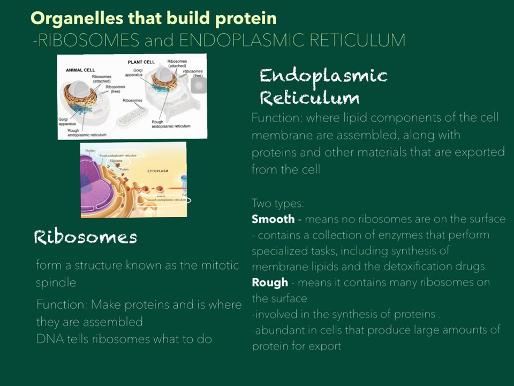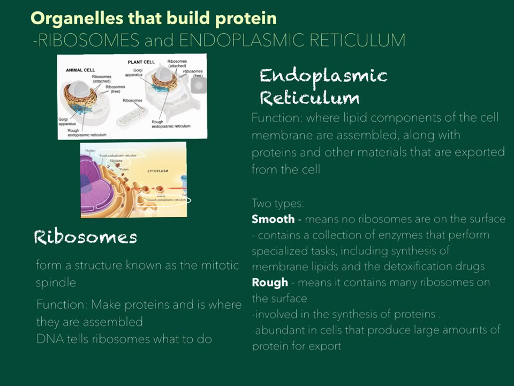Smooth ER contains a collection of enzymes that perform specialized tasks, including synthesis of membrane lipids and detoxification of drugs. Rough ER means it contains many ribosomes on the surface. Rough ER is involved in the synthesis of proteins and is abundant in cells that produce large amounts of protein for exportation. Look at the pictures to find where ribosomes and ER are found.